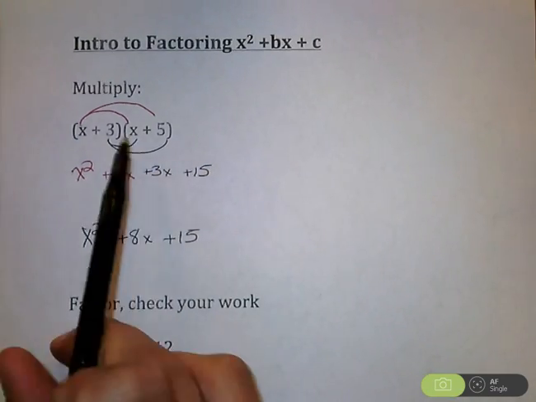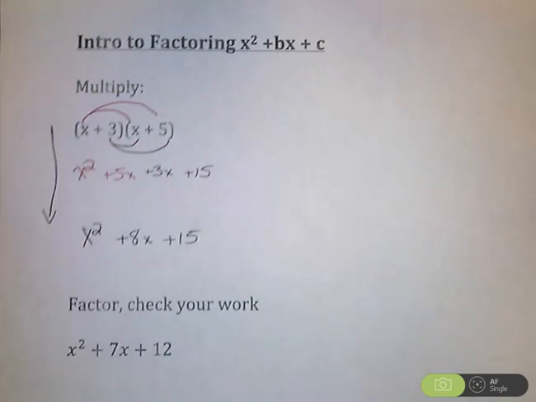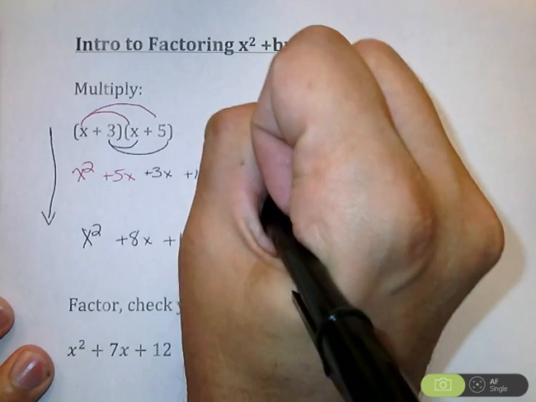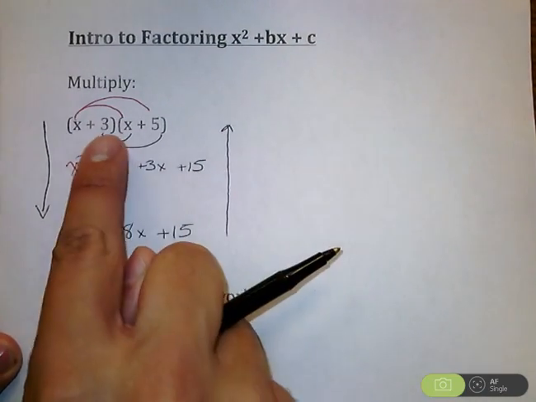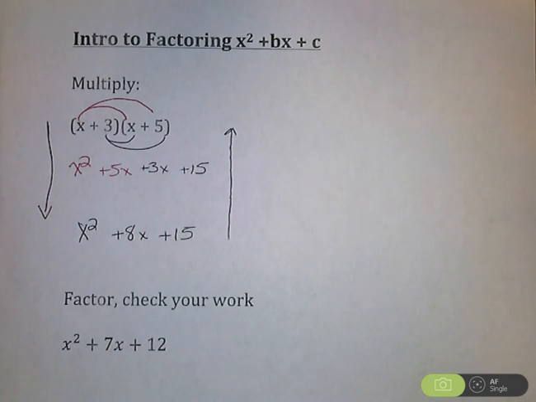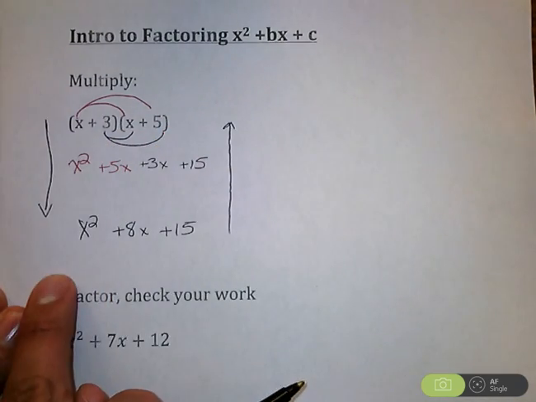So this is multiplying, going from top towards the bottom there. That is multiplying. What we are doing is we are factoring, which is just basically like division. So we are actually working backwards. So we're going to start here, and we want to end up here with x plus 3 and x plus 5.